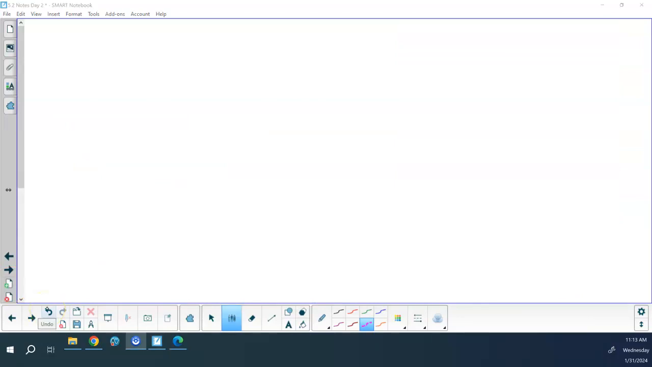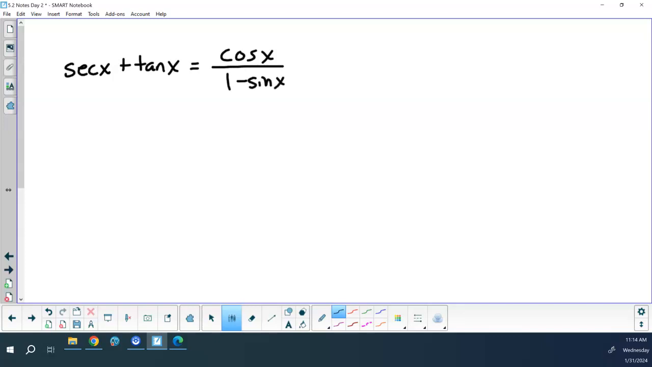I want to draw your attention to two of those from yesterday, and then we'll jump into some of them from today. Okay? So the first one that I want to draw your attention to is number 3. Number 3 says secant of x plus tangent of x is equal to cosine of x divided by 1 minus sine of x. And it gave you a hint in that one saying use the conjugates.